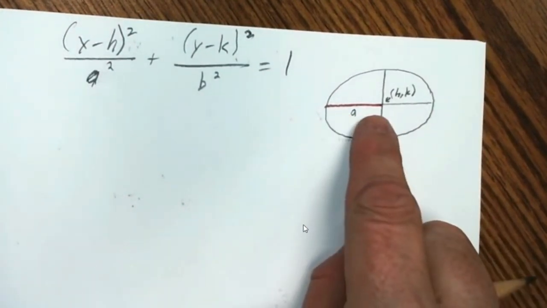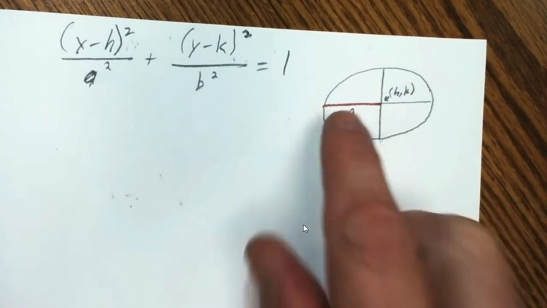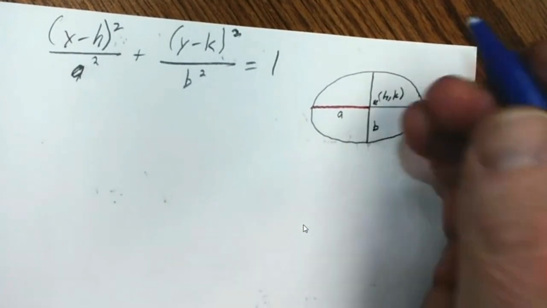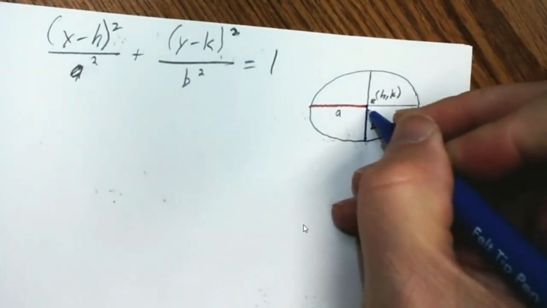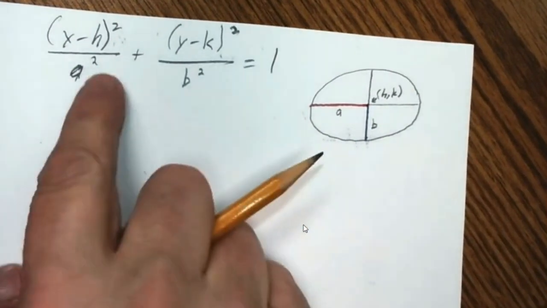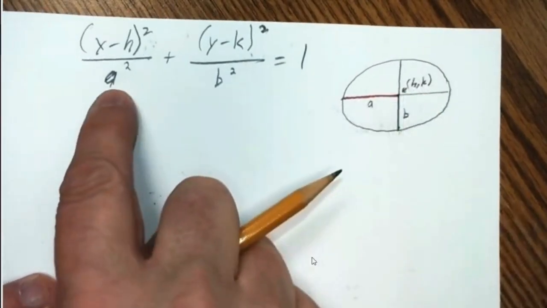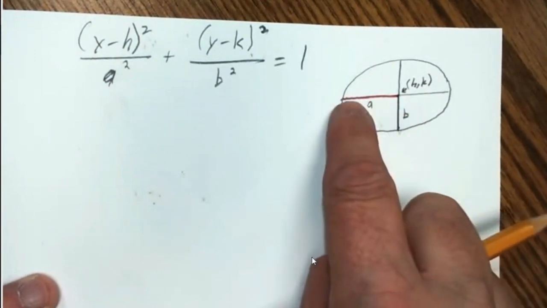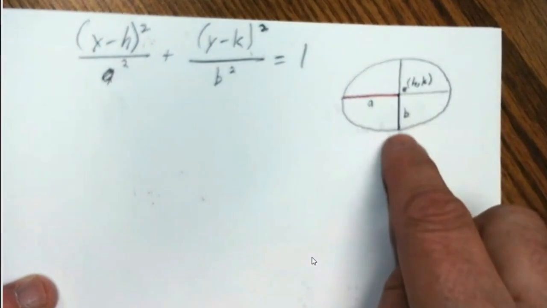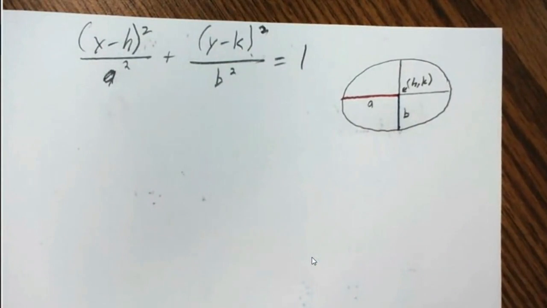From the center to the edge, to this major vertex. B, just to illustrate this nicely, B be this line. So the H and the K is the center of our ellipse. The A is the distance from the center to this major axis edge. B is the minor axis distance. All right, so that defines all those variables.